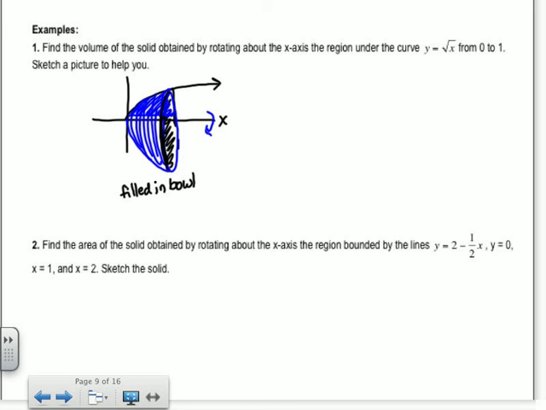So we need to think about the area of each cross section. When I slice this, what does the cross section look like? It looks kind of like a disc, or a circle, right? So the slices are circles.